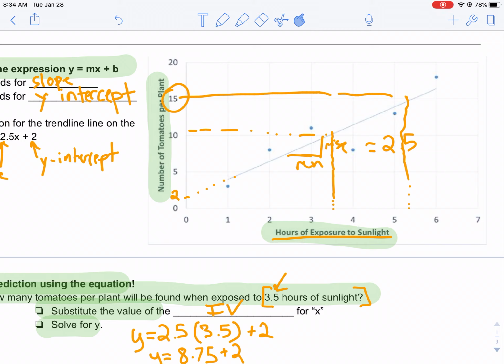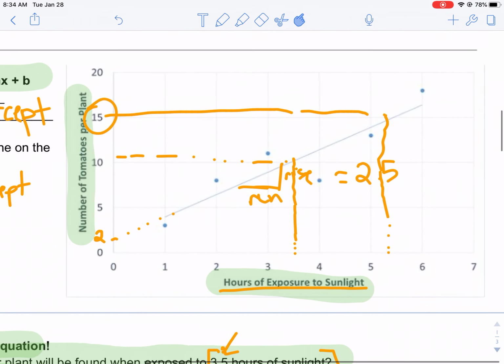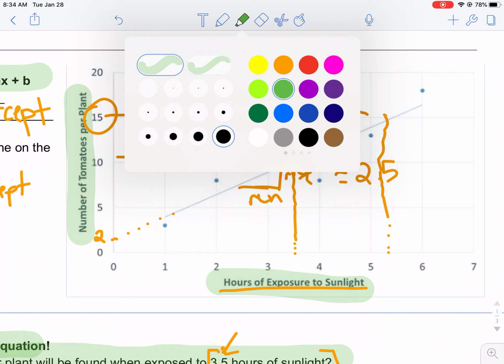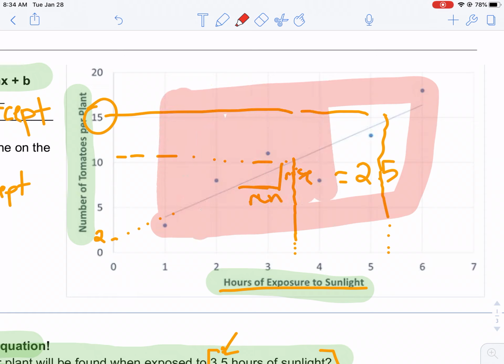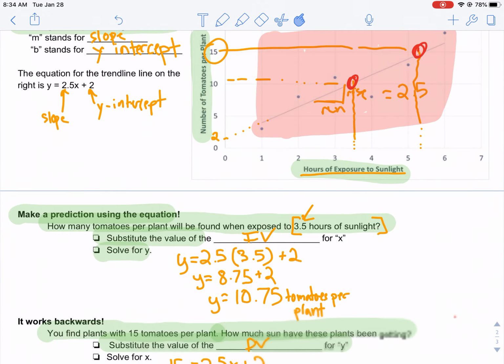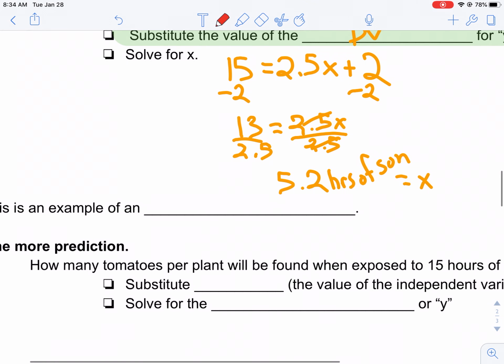Cool. And this is all considered interpolation. What color did I use for interpolation? Red. These two things would be interpolation, because there's my lowest value, there's my highest value, and I'm in this range here. We hit this 3.5 hours of sunlight, and we hit these 15 tomatoes per plant. So that's interpolation. We're within the data range. It's an example of interpolation.